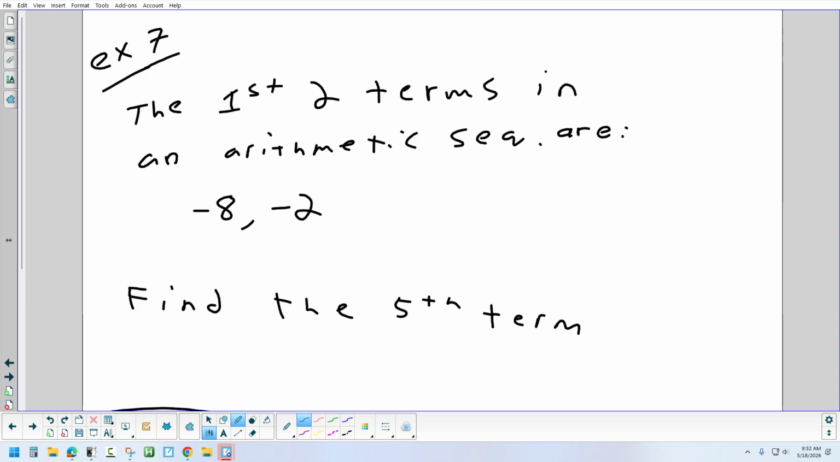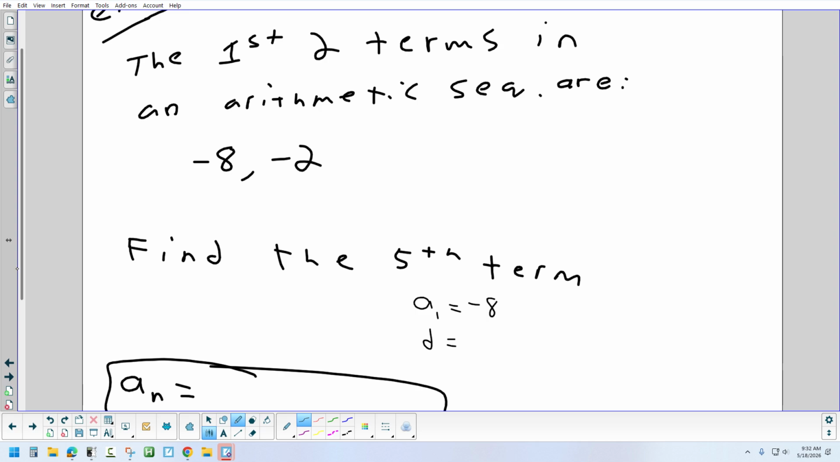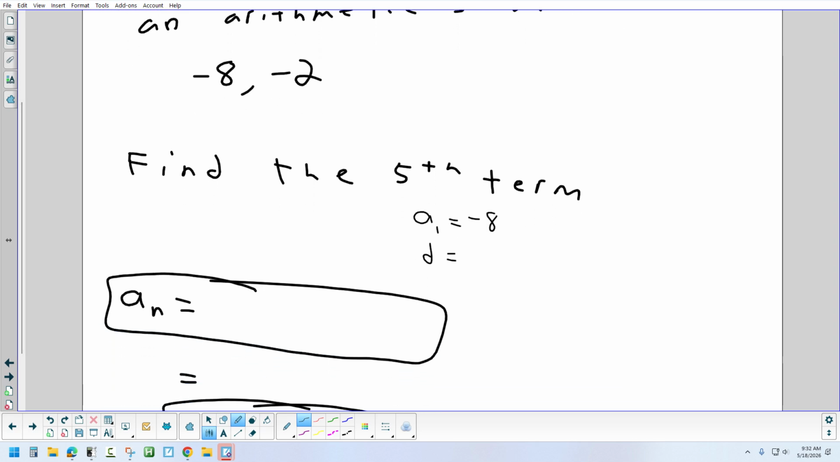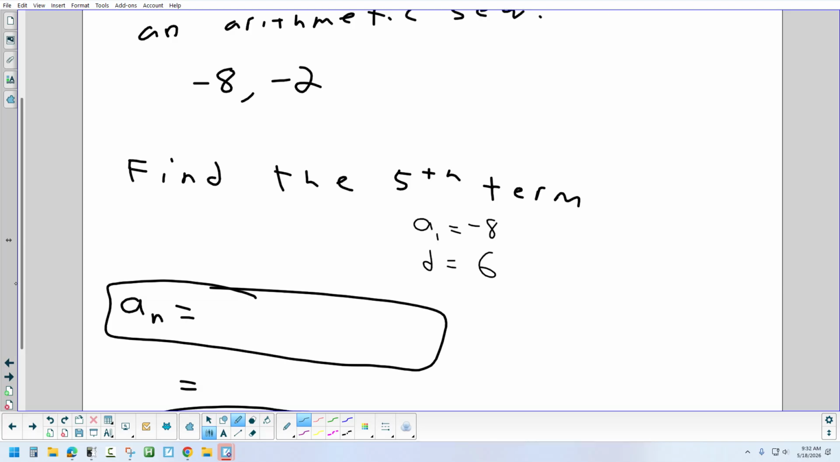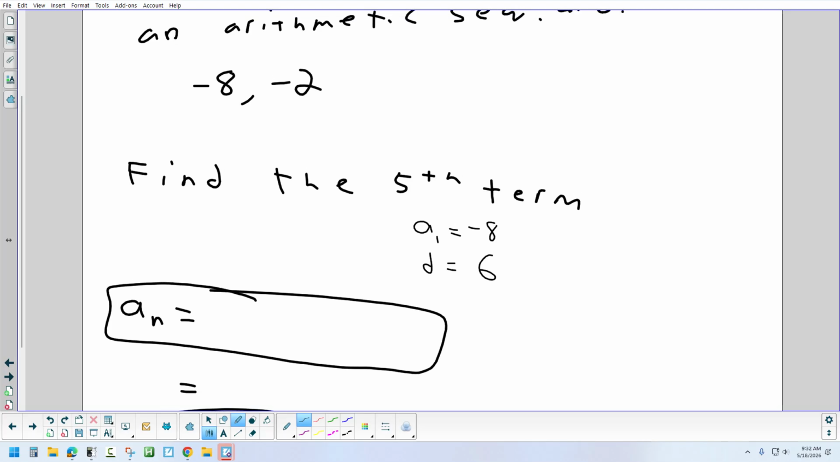Yep. The first term and then the difference. Yep. First term and the common difference, which you're adding each time to get from one to the next. What's the first term here? Negative 8. And what are we adding each time to get from one term to the next? Yeah, 6. Adding 6. Okay, so let's write down our formula. We don't have to simplify it in the first step. We'll do that in the second step. So what's my initial formula going to be?